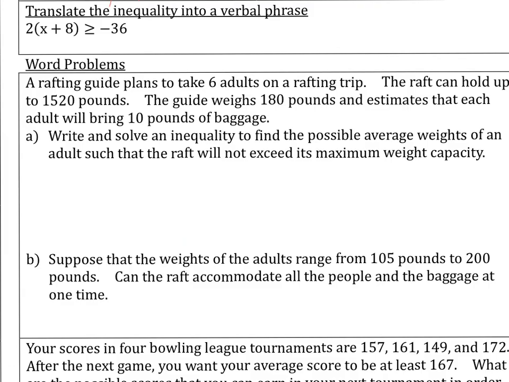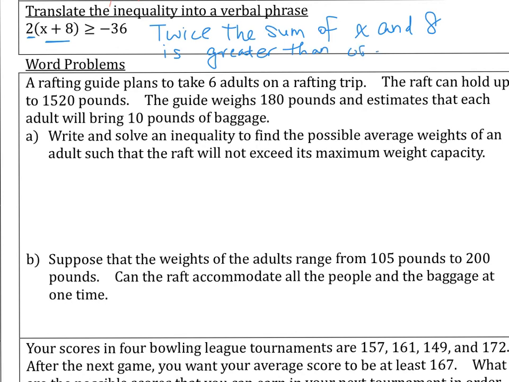Translate the inequality into a verbal phrase. So how would I write this? The 2 would be twice, and here's a sum, so twice the sum of x and 8 is greater than or equal to negative 36.